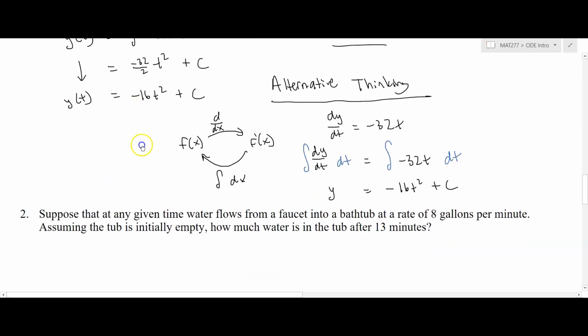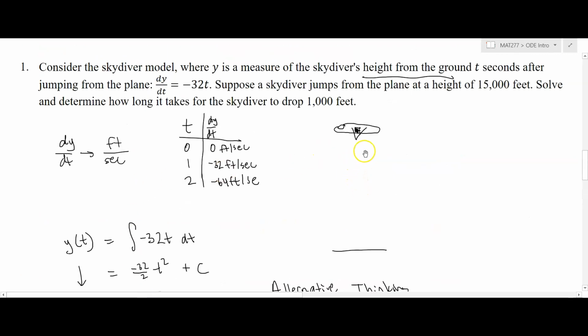Okay, so now that we've solved it, we have to come back up here and say, well, how am I going to obtain information about the starting value of c? Because I need to answer how long does it take for the skydiver to drop 1,000 feet. We're starting at 15,000, so we want to ask, when is this skydiver going to get to 14,000 feet? And we want to know what's the value of t. So these little diagrams can be very helpful to help you figure out what it is that you're looking for, and then you can develop the tools necessary to get there.